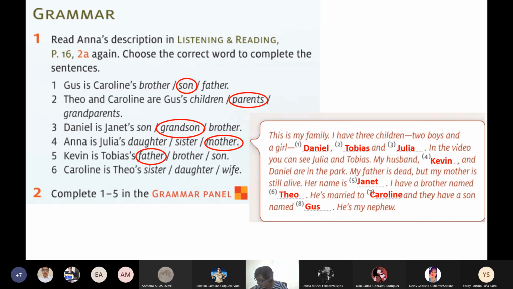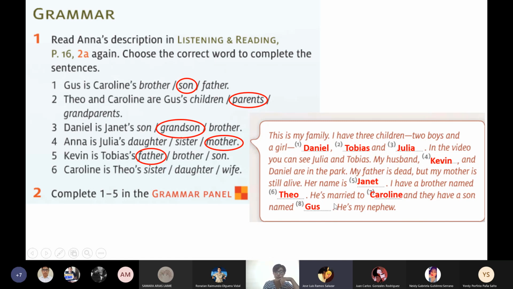Let's continue with José Luis Ramos. Firme, teacher. Okay, you're here. So, José Luis, what about number 6? Caroline and Theo. Caroline is Theo's sister, daughter, or wife. You have 3 options. Esposa o hija, ¿verdad?